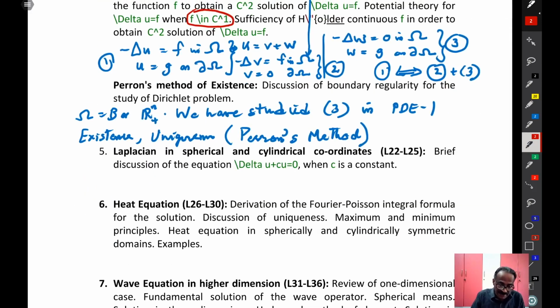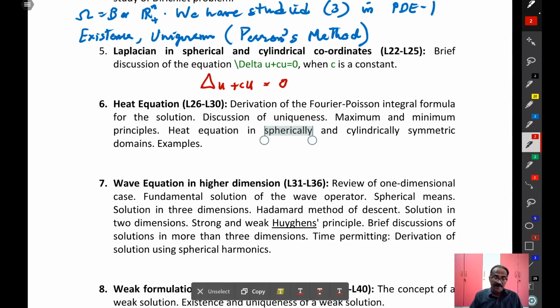These things will be discussed in one part on Laplace and Poisson equations, and then we will also discuss the equation Laplacian of u plus cu equal to f, for c a constant. We will especially discuss Laplace equations in spherical and cylindrical coordinates. As you said, you want to understand your operator in spherical and cylindrical coordinates, whereas so far we have been working in Cartesian coordinates. So we will have a set of lectures, maybe 4 to 6 lectures, on the Laplacian in spherical coordinates.